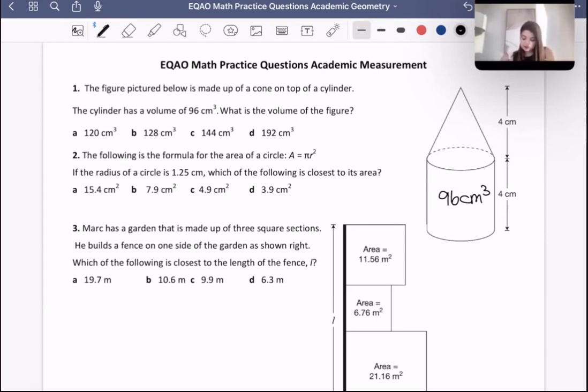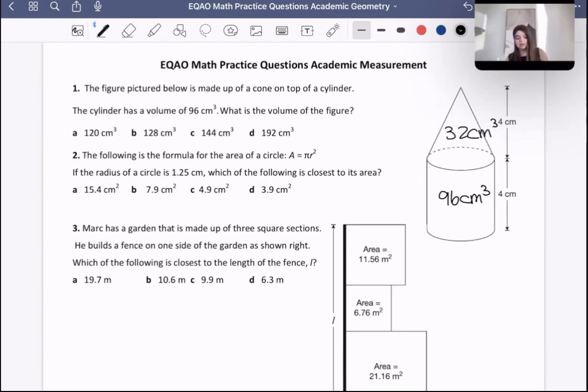Okay, so here's the thing. We know that the volume of a cone with the same base and the same height, the same area of the base and the same height, so the same radius and height, is going to be a third of the volume of the cylinder. So all we must do here is do 96 divided by 3 to get that the volume of the cone is 32 cubic centimeters. And they want the volume of the figure in all. So they want the 96 centimeters cubed plus 32 centimeters cubed.